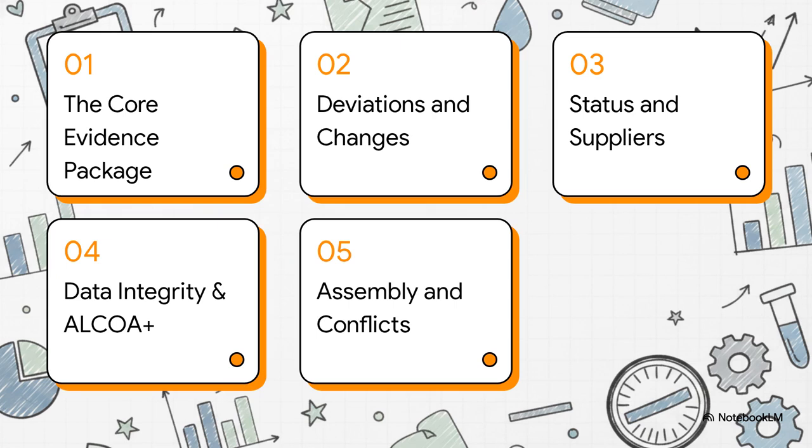To navigate this complex case file, we'll be covering 5 key areas. First, the core evidence package. Second, handling deviations and changes. Third, status, stability, and suppliers. Fourth, data integrity and Alcoa Plus. And finally, assembly, conflicts, and pausing.